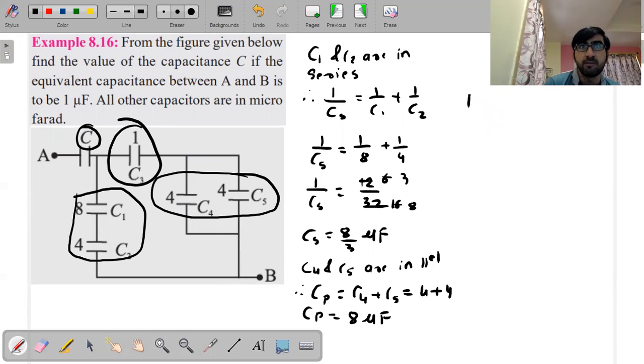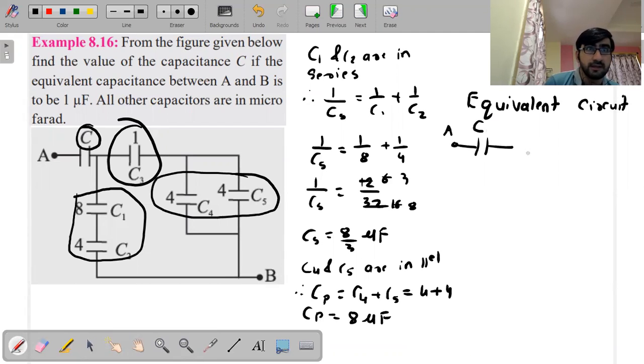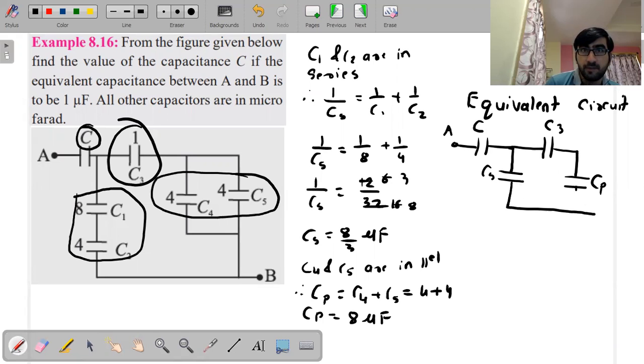So your equivalent circuit will become something like this. I'll just draw it over here. So the equivalent circuit you will get is, you will have a point A, then there is this capacitor C which you are supposed to find out. Then one branch is going over here, right? So you have this CS over here and C3, and then you have CP, which is the equivalent of C4, C5. So this is the situation that you will be having, and then you have a B point over here, right?